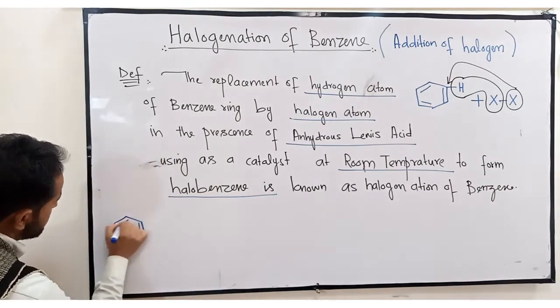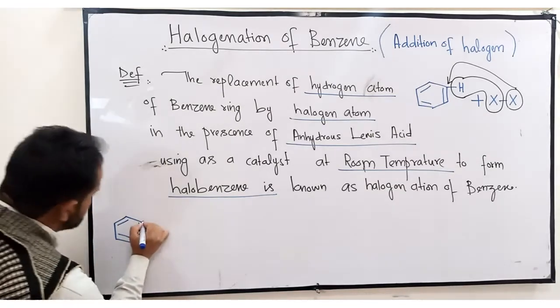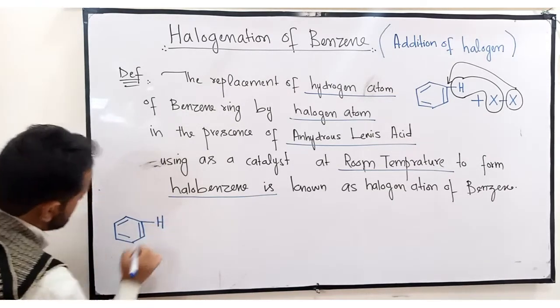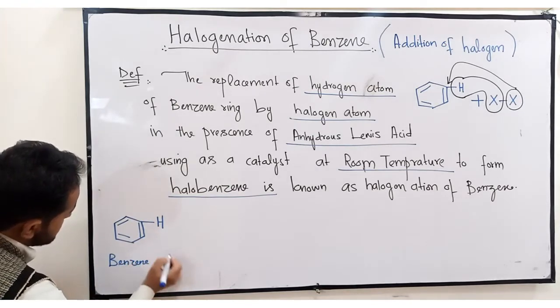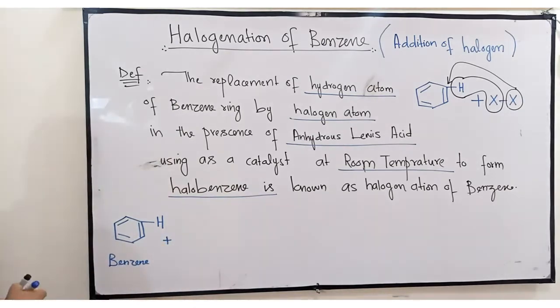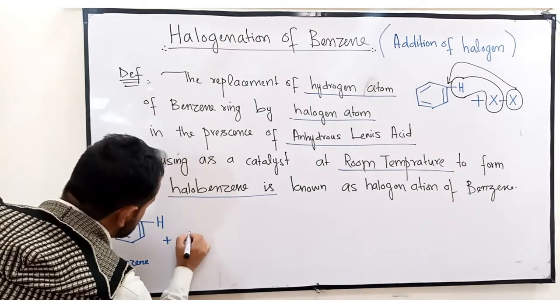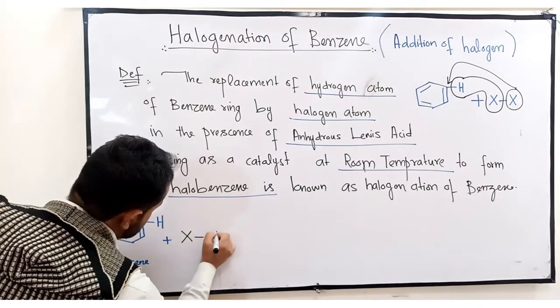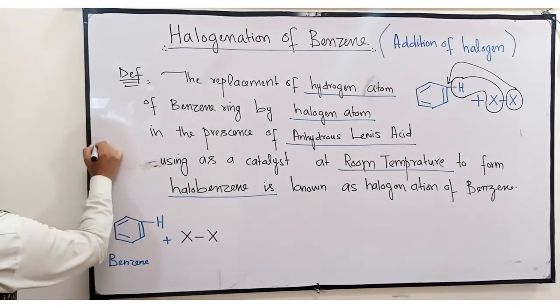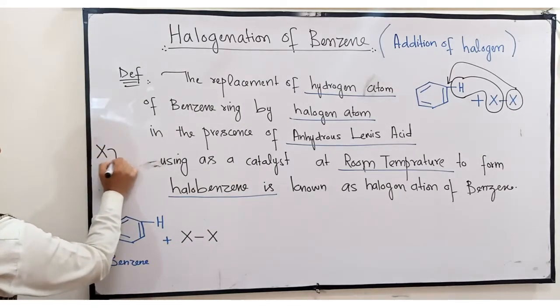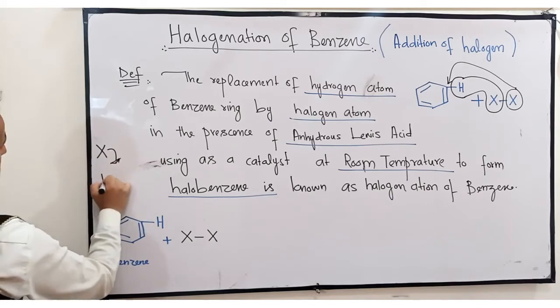Suppose I am writing a general example of halogenation of benzene. Suppose again this is a benzene molecule. This is one of the hydrogen atoms of the benzene molecule. With this benzene molecule, I am reacting X2. What does X2 mean? X basically represents the halogen family.